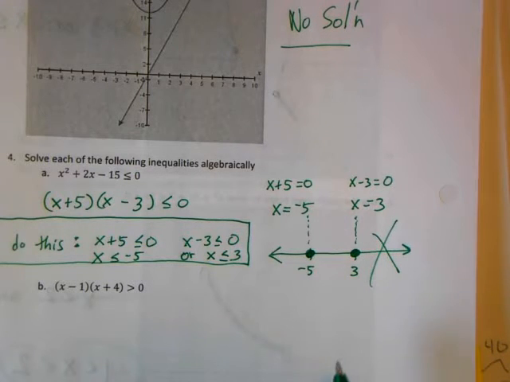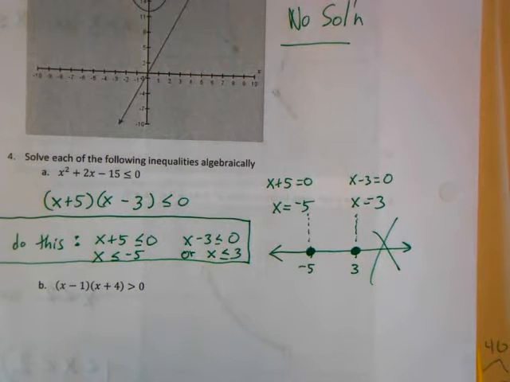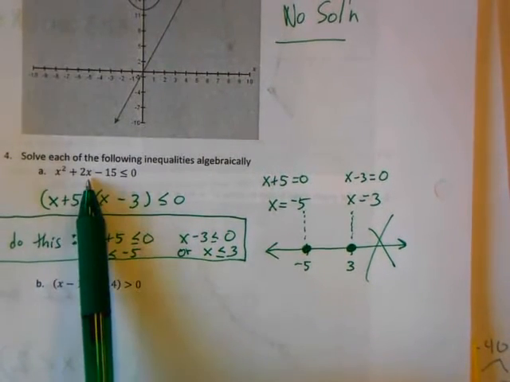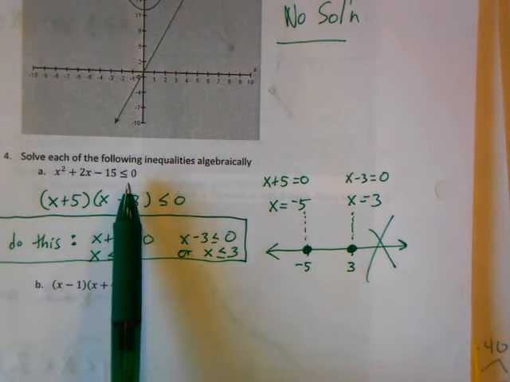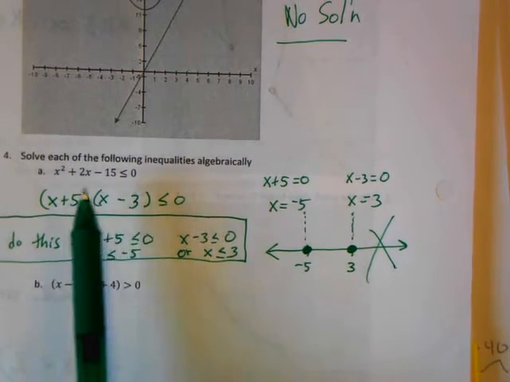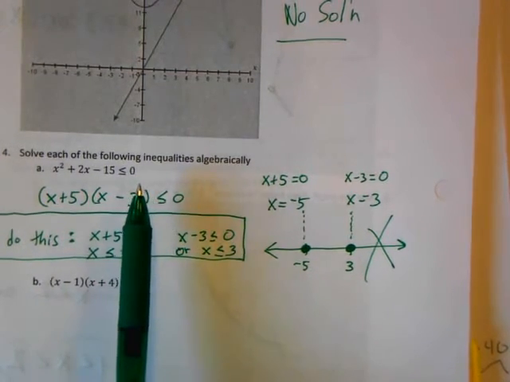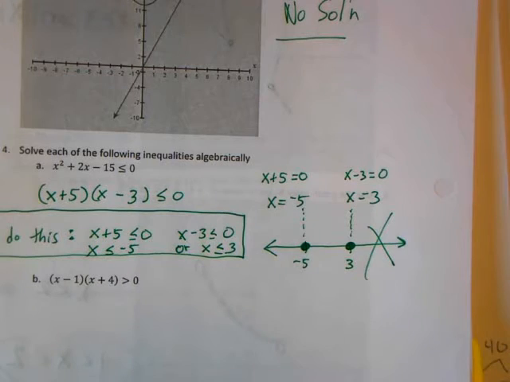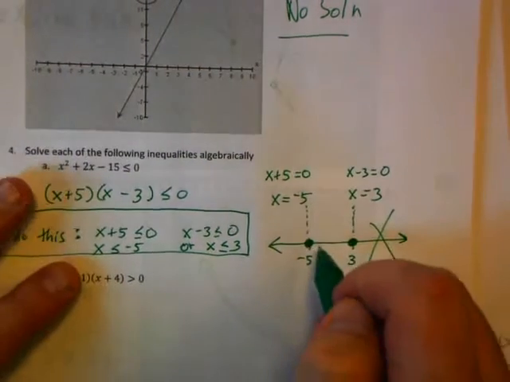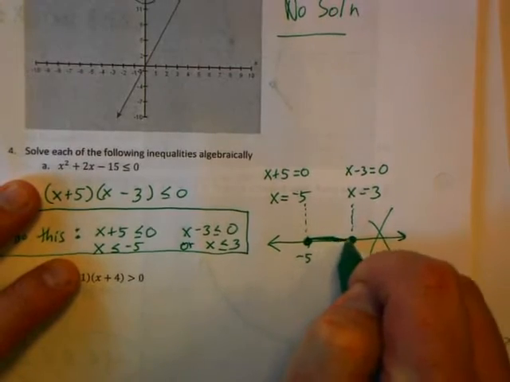Then you pick your favorite number in between negative 5 and 3. 1. Nope. 2. Nope. 0. 0 is your favorite number. Why is 0 your favorite number? Because it's real easy to plug in. What's 0 squared? What's 2 times 0? Minus 15. Negative 15, right? 0 plus 0 minus 15 is negative 15. Is negative 15 less than 0? Yes. Always use 0 when you can. 0 is always your favorite number. Shade that way. That one worked.